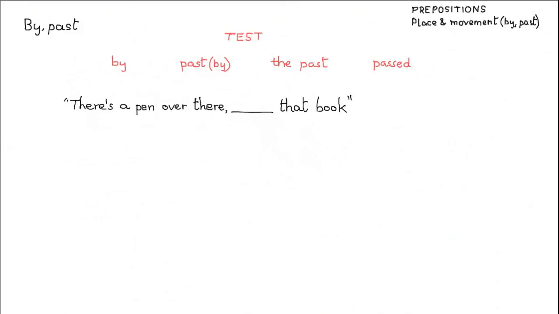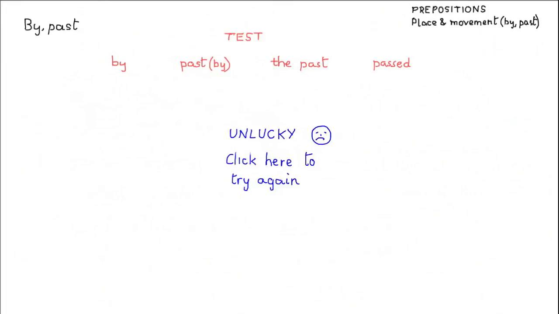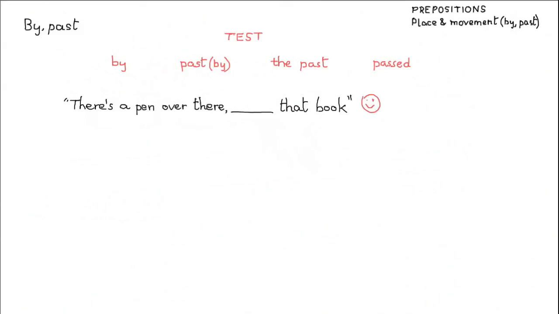That book. Right, think about the four options, make your choice, click on one of them. Oops, sorry, unlucky. No, click here to try again. Yes, well done. That's right. I'll just write in the answer, by.